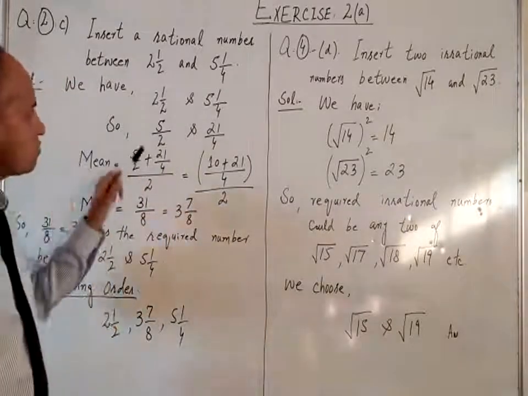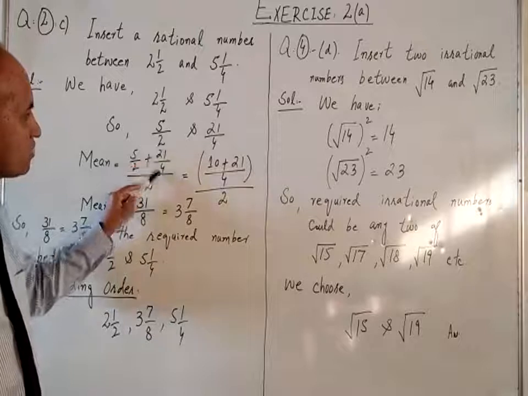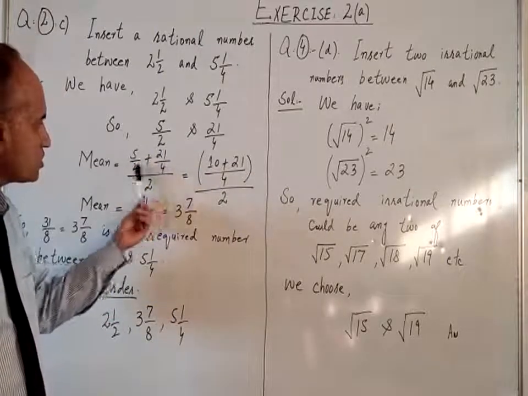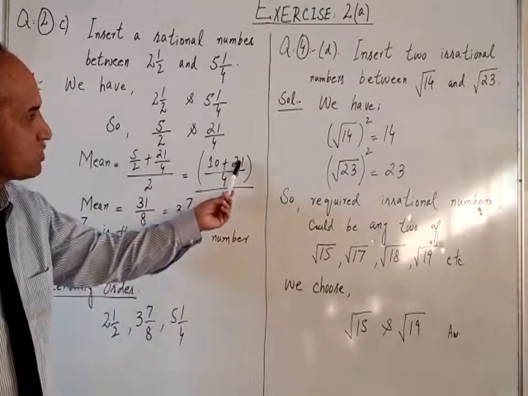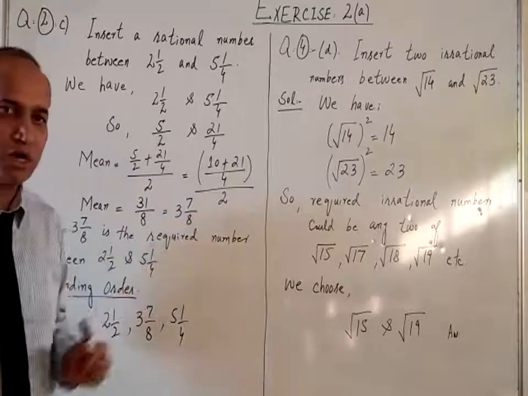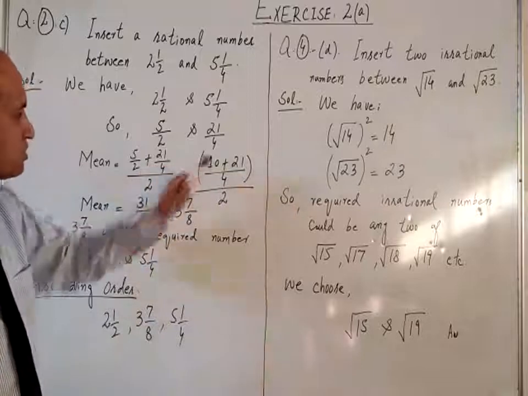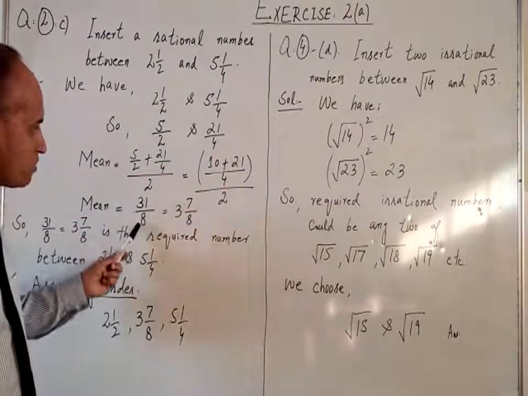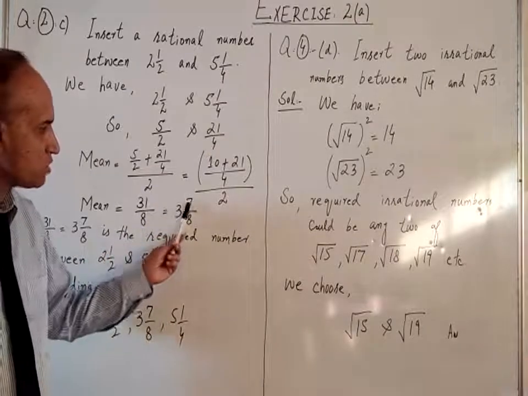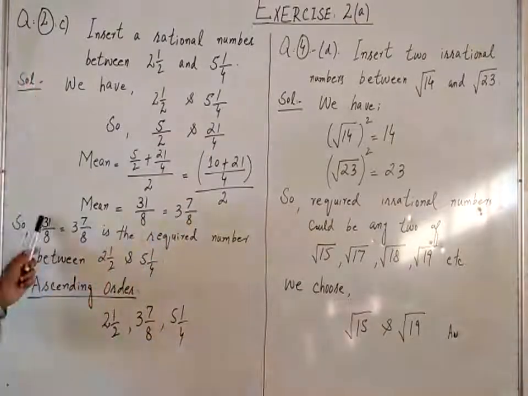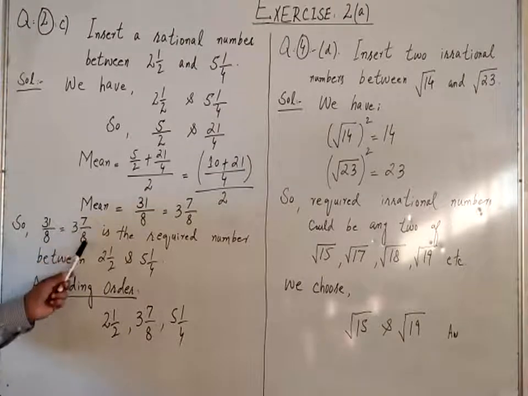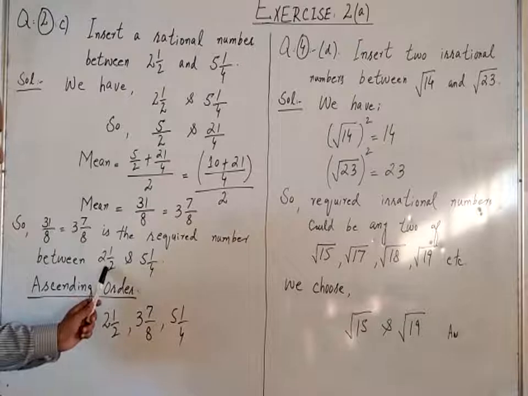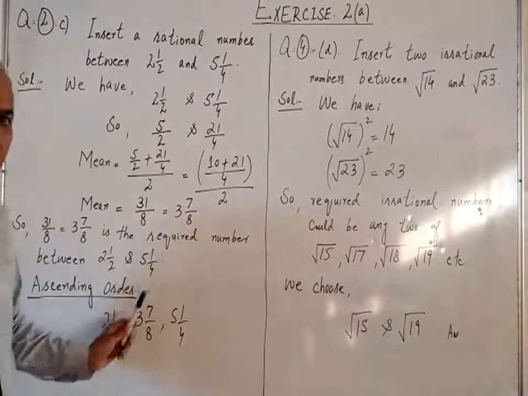So the mean is equal to (5 by 2 plus 21 by 4) whole divided by 2. When we take the LCM of this, which is 4, we get (10 plus 21 by 4) whole divided by 2. So 10 plus 21 is 31 by 4 into 2, which is 8. And when we divide 31 by 8, we get 3 7/8. So 31 over 8, which is equal to 3 7/8, is the required number between 2 1/2 and 5 1/4.